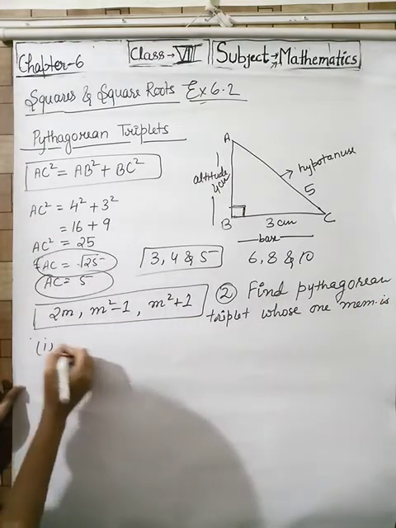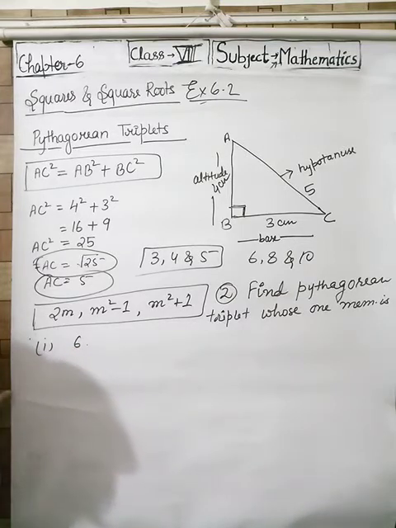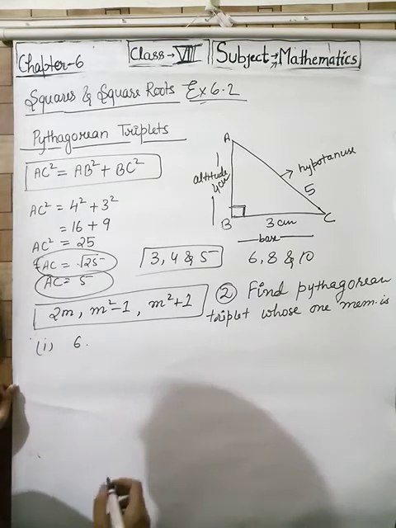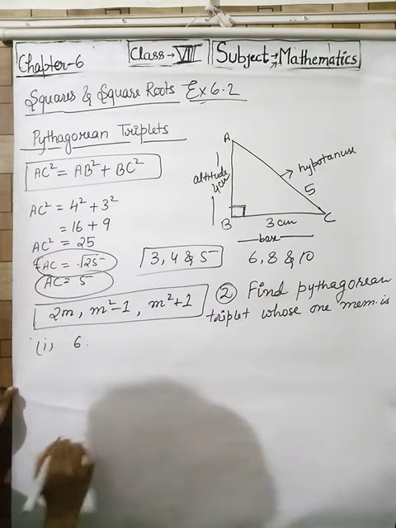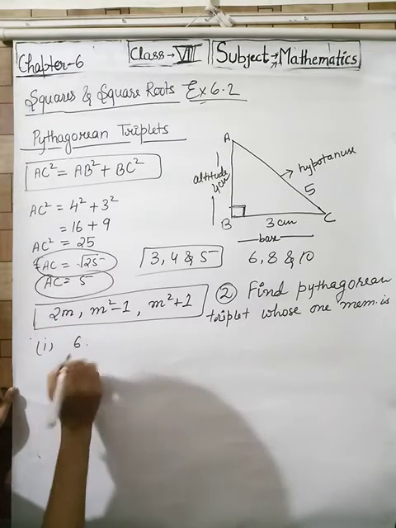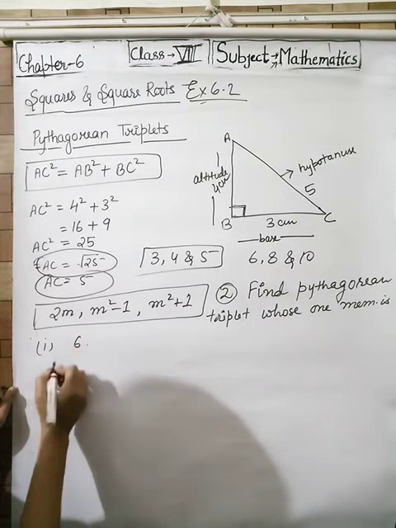First is 6. Okay, so it is a convention. Always take the given member as 2m. This is a convention that always take the given member as 2m. So let's take 2m.